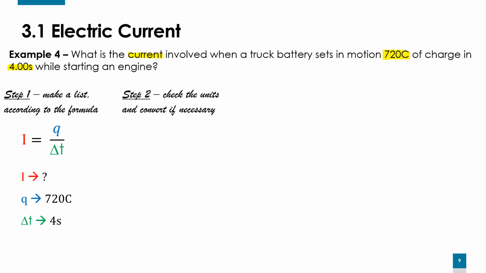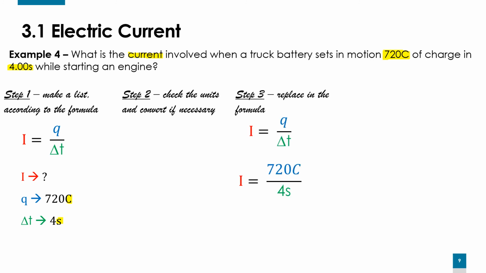Second step, check the units. My charge is in coulomb and my time is in seconds. So, do I need to convert anything? No, it's fine here. Step 3, replacing the formula. So I equals Q over time. So current is 720 coulomb over 4 seconds.